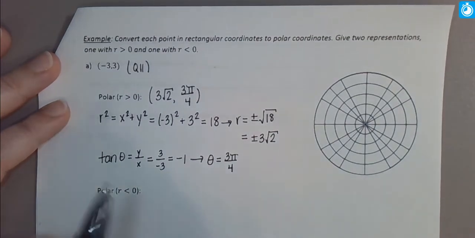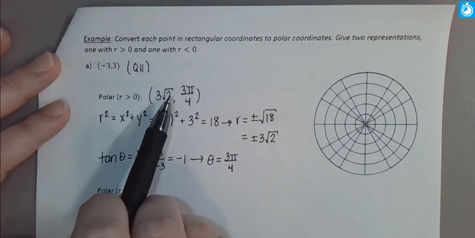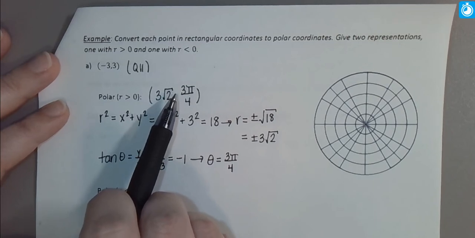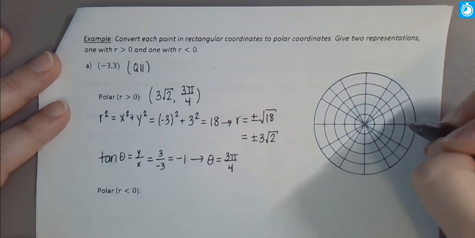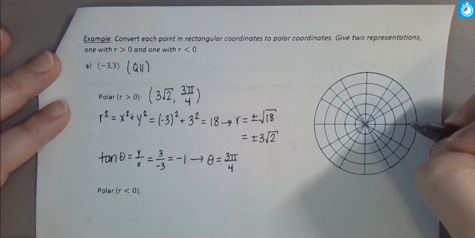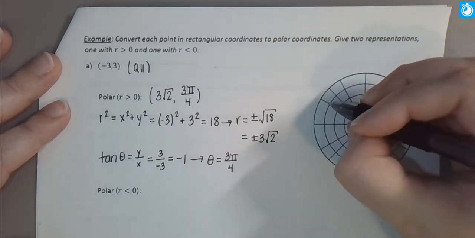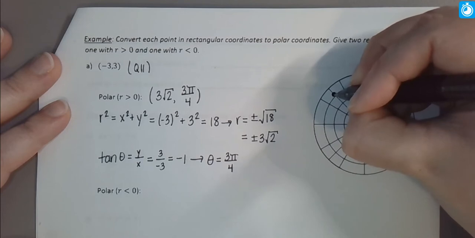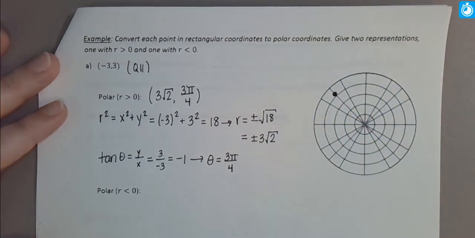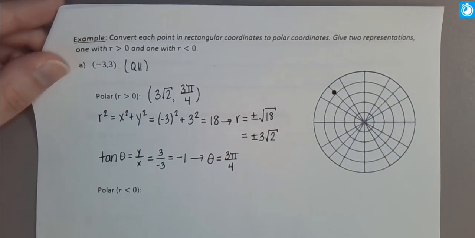So let's graph that. So 3 root 2, okay? That number is just a little bit bigger than 4. It's between 4 and 5. So 1, 2, 3, 4, and then just a little bit bigger. And then 3 pi over 4 would take us right there. Somewhere like that. Okay. Now, what if r is less than 0?